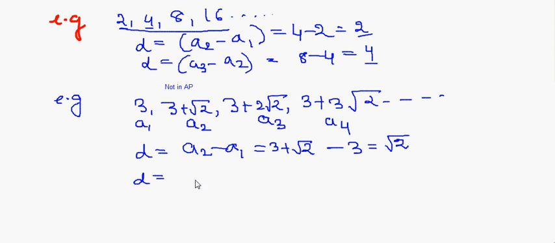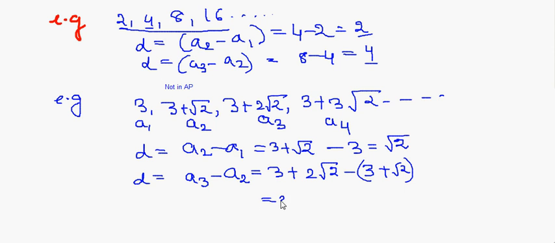And the second one, we do A3 minus A2, that is 3 plus 2 root 2 minus 3 plus root 2. If I remove the bracket, it would be 3 plus 2 root 2 minus 3 minus root 2. That will again give you root 2. Hope you know how to do that. This 3 would get cancelled. 2 minus 1 root 2, that makes it root 2.